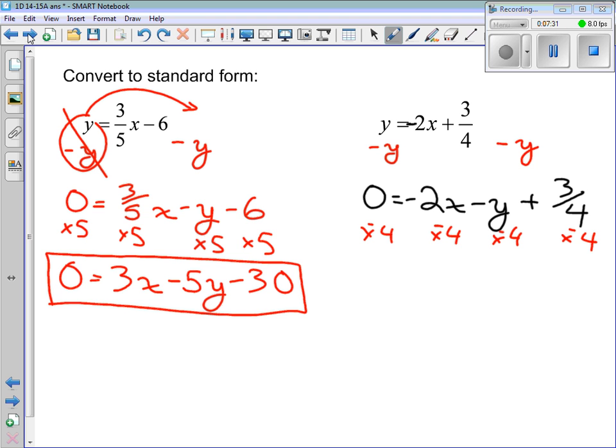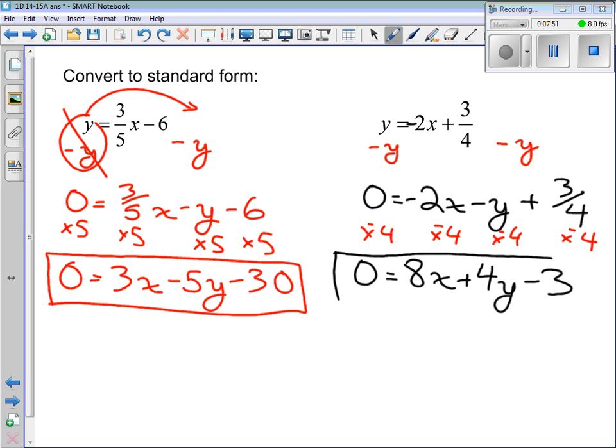So 0 times negative 4 is 0. Negative 2 times negative 4 is going to give us 8x. Negative 4 times negative y is plus 4y. Negative 4 times 3 is negative 12. Divided by 4 just gives us negative 3. And there we are. Standard form.